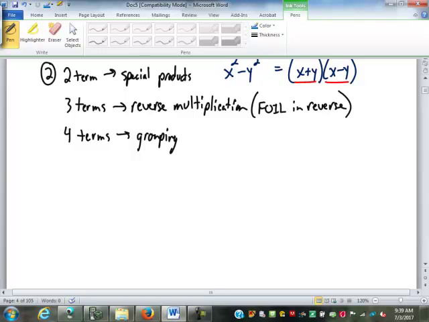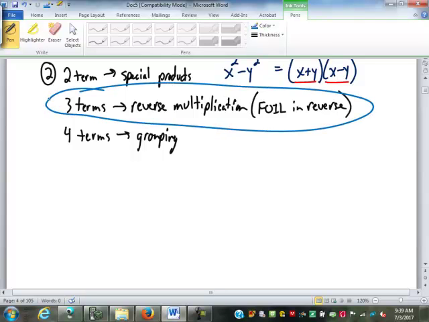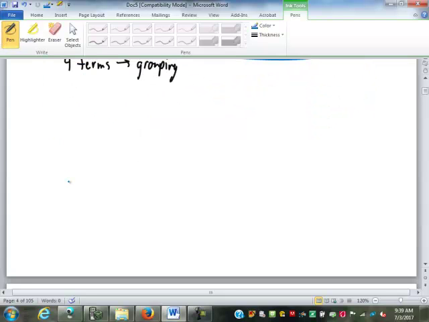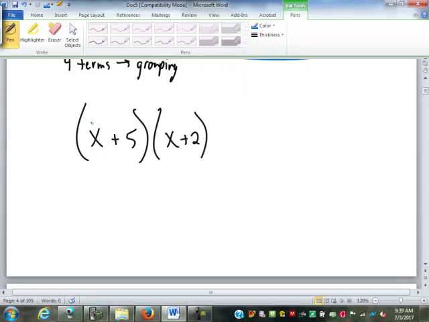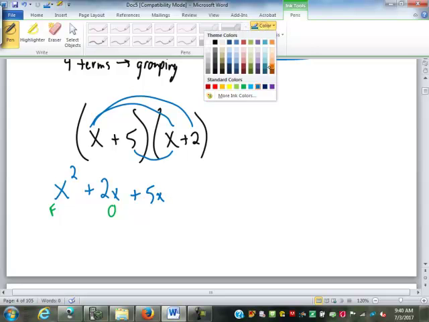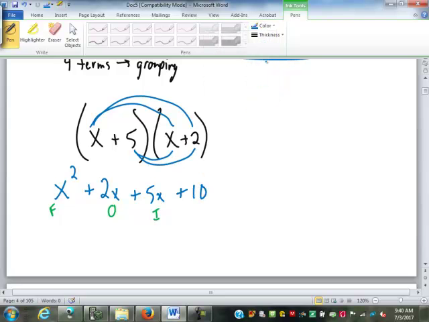We want to take a little bit of a look at this reverse multiplication thing. Up above, we had the problem x plus 5 times x plus 2. And we did FOIL. We did the first digit, x times x is x squared. That's my F. Then we did the outside. X times 2 was 2x. That's my O. Then we did the inside. 5 times x is 5x. That's my I. Then we did the last. 5 times 2 is 10. That's the L.